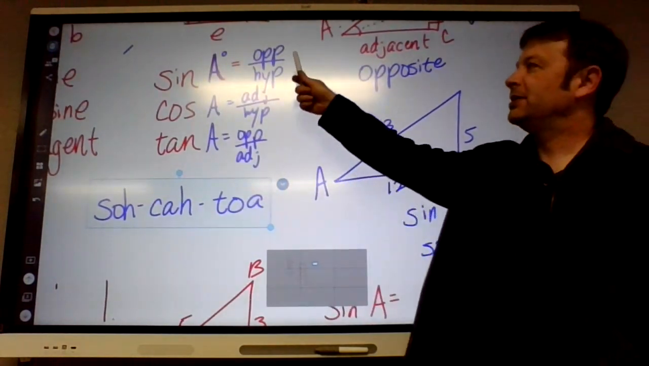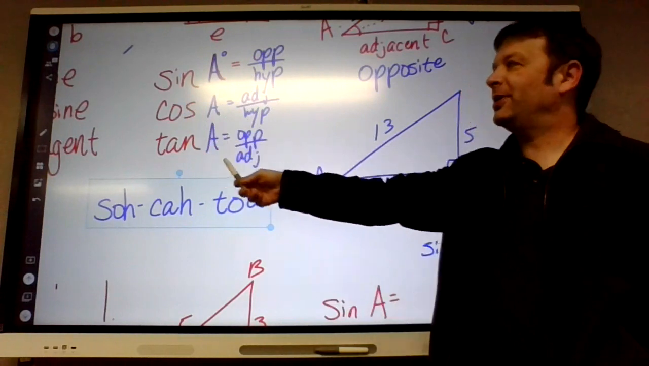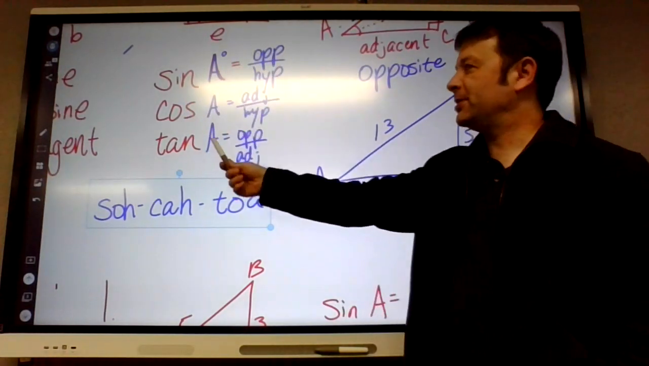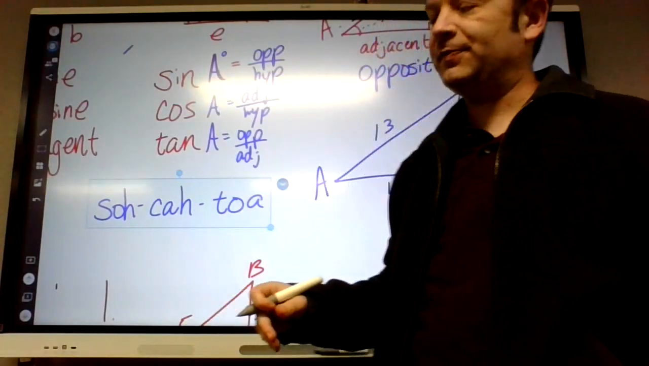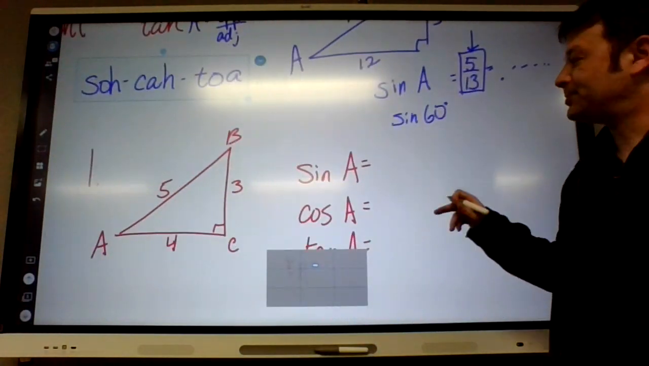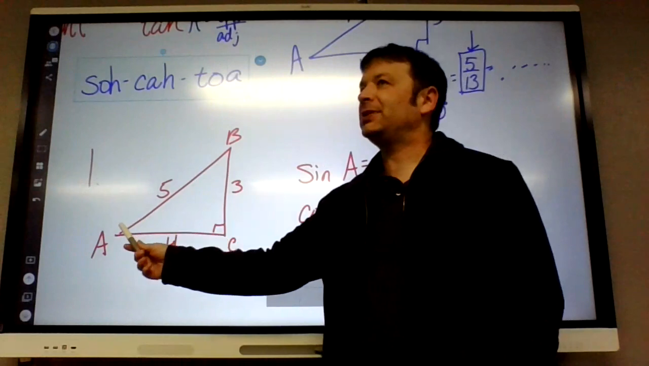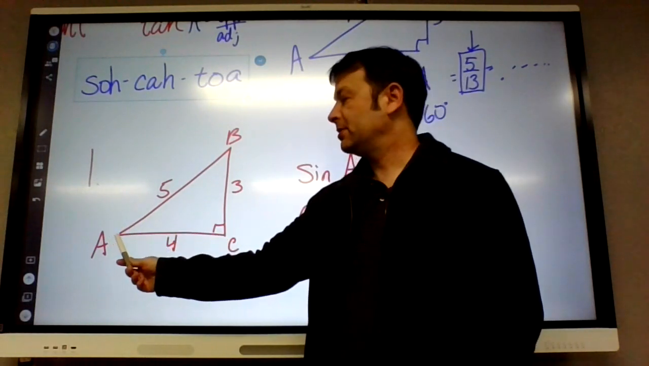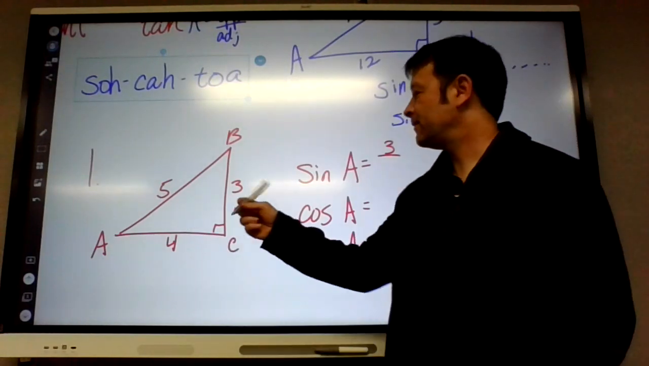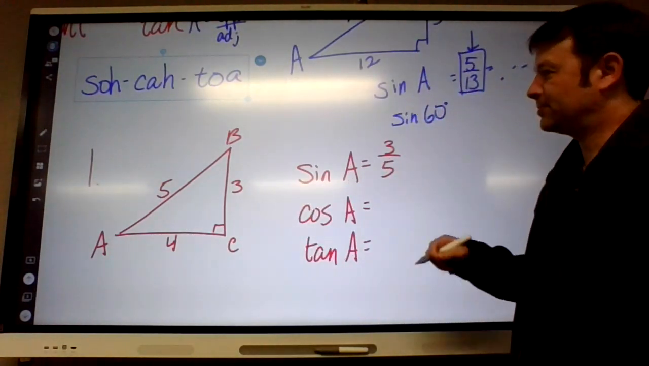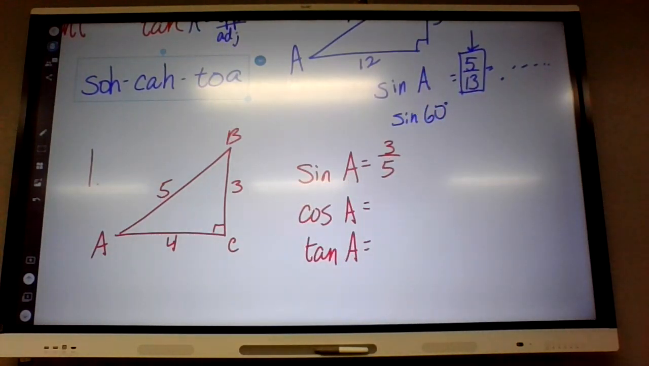So opposite over hypotenuse. By the way, this would probably have been a good note to put on the top of your page. It's also on the top of your book at like 577, I think. Okay, opposite over hypotenuse. What is the opposite of angle A? 3. What is the hypotenuse? 5. So that's the first one.